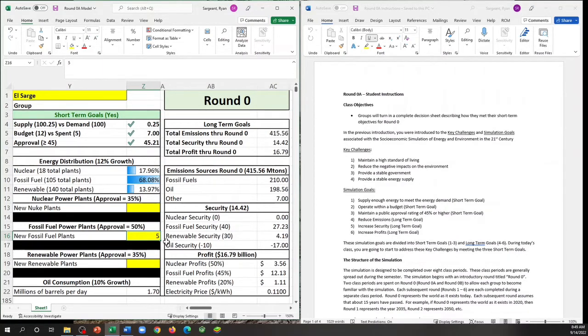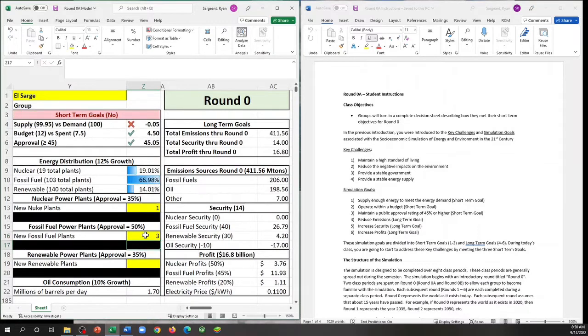This will work. Now let's consider what happens if you vary the types. So let's go back and build 1 nuclear power plant and 5 fossil fuel power plants, and I've also now met my short-term goals. But I've done something wasteful. My supply is in excess of my demand by 1.25 units. This is energy that I'm not selling as a power company, that does me no good. So I am producing too much energy. Generally speaking, you want to keep your supply as close to your demand as possible.